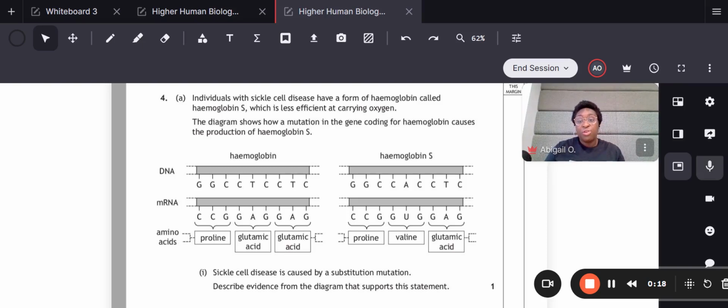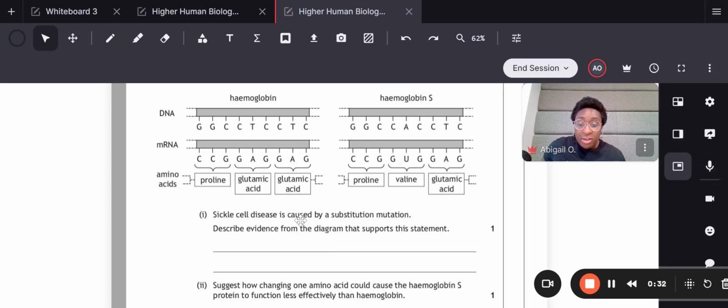Question number 4. Individuals with sickle cell disease have a form of hemoglobin called hemoglobin S, which is less efficient at carrying oxygen. The diagram shows how a mutation in the gene coding for hemoglobin causes the production of hemoglobin S. So, our first job: sickle cell disease is caused by a substitution mutation. Describe evidence from the diagram that supports this statement.